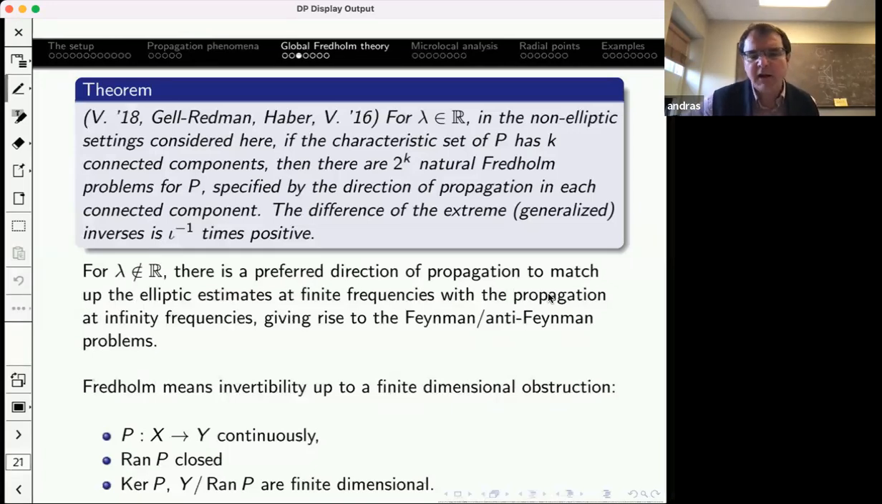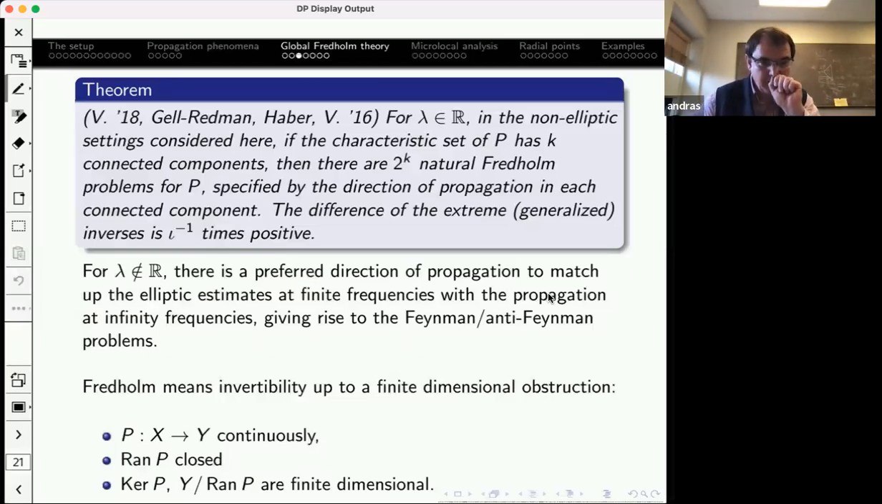And if lambda is not real, and so again, this is the lambda equals 0 is joint work with Gell-Redman and Haber. If lambda is complex, then there's actually a preferred direction of propagation. That's why for lambda non-real, you only got either the Feynman or the anti-Feynman inverse, in order to match with the elliptic estimate. So the operator was now elliptic at finite frequencies. And in order to have matching behavior in the estimate, so that you can have a Fredholm theory, it picks out which one you're doing, the Feynman or the anti-Feynman.